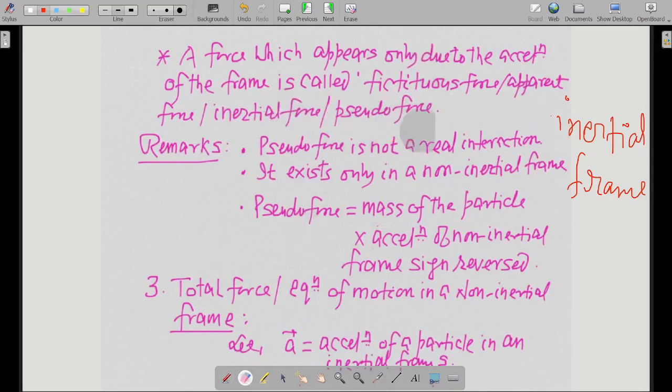So the naming has been done the other way round. The naming is not based on in which frame the force is acting. Instead, the naming is based on what it is converting the frame into. The pseudo force is converting the non-inertial frame into an inertial frame. So that's why it is called inertial force. It is not called a non-inertial force, because this terminology has not been applied with respect to the frame in which the force is acting.